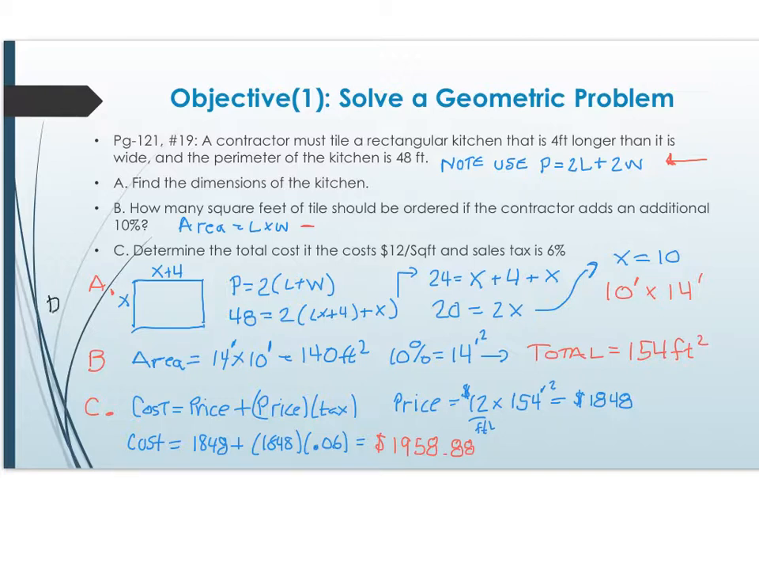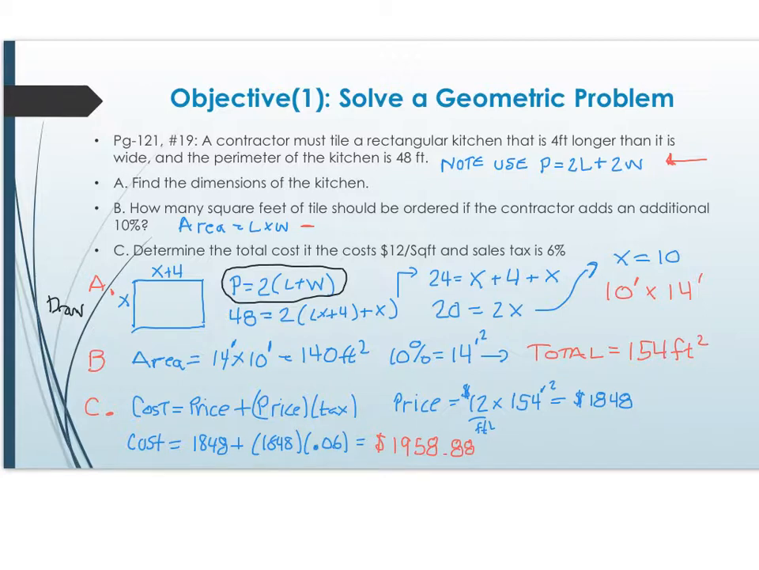So we're going to draw. And here are our dimensions. x is the width and x plus 4 is the length. We're going to use our formula, which is the perimeter is equal to twice the length plus the width. I just took the 2 out of both terms. And now I'm going to plug in the actual values. 48 is equal to twice parentheses the length, which is x plus 4, plus x.